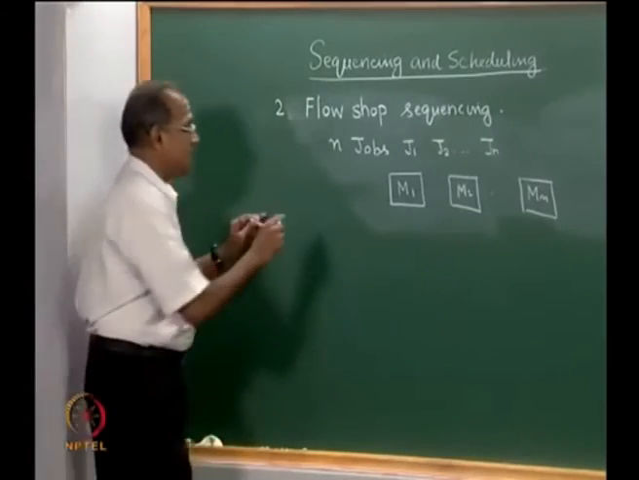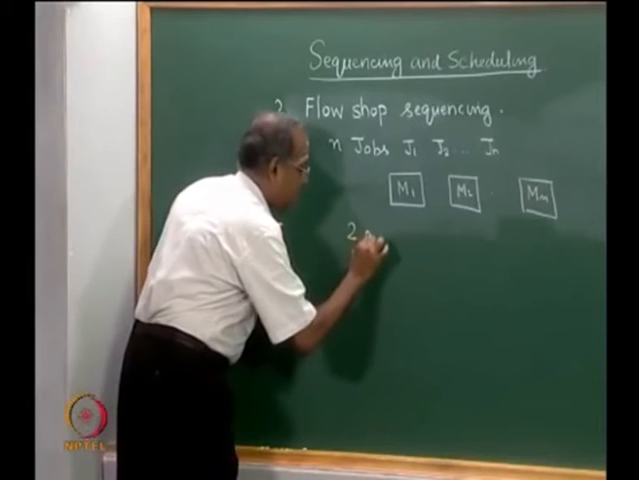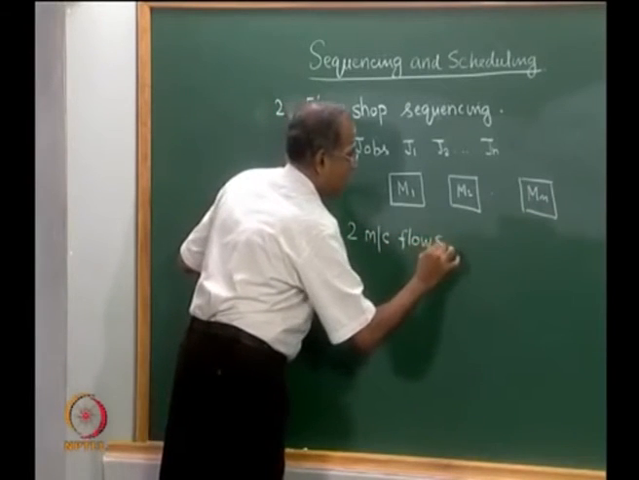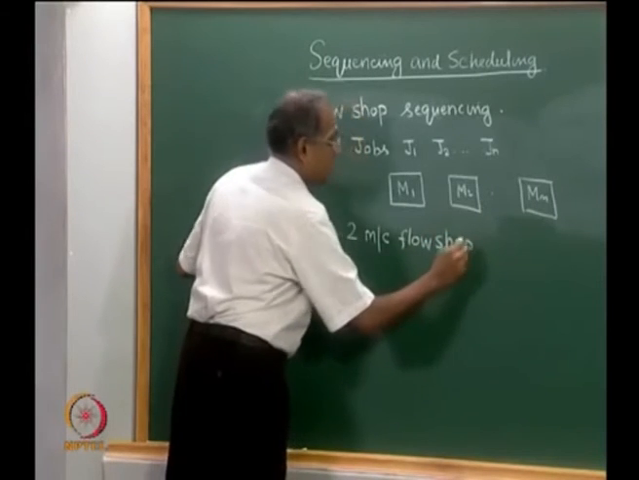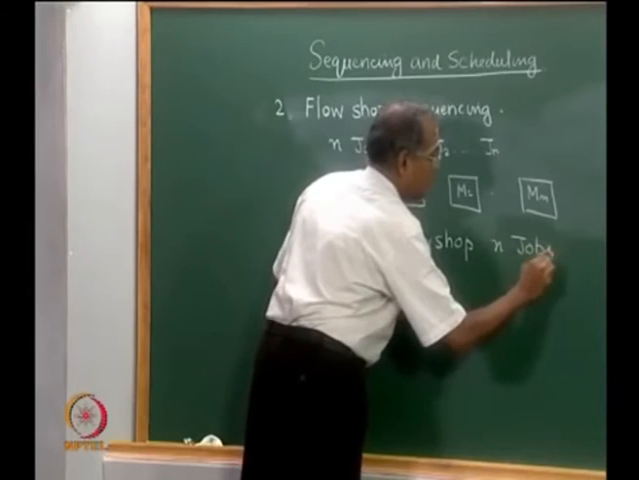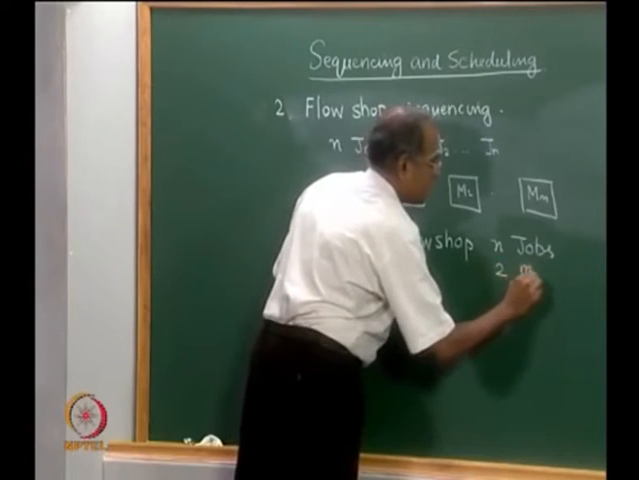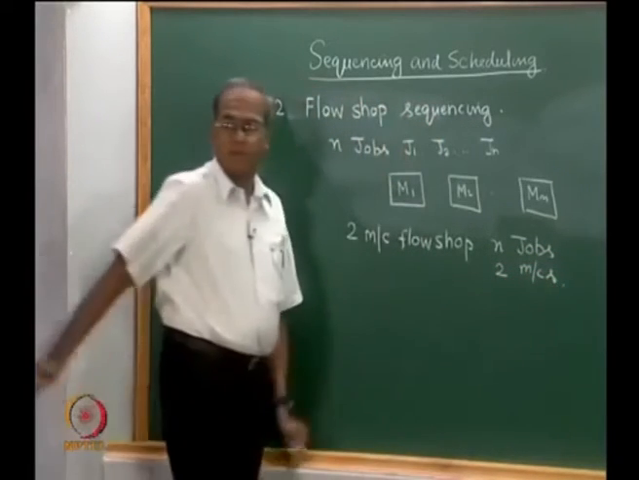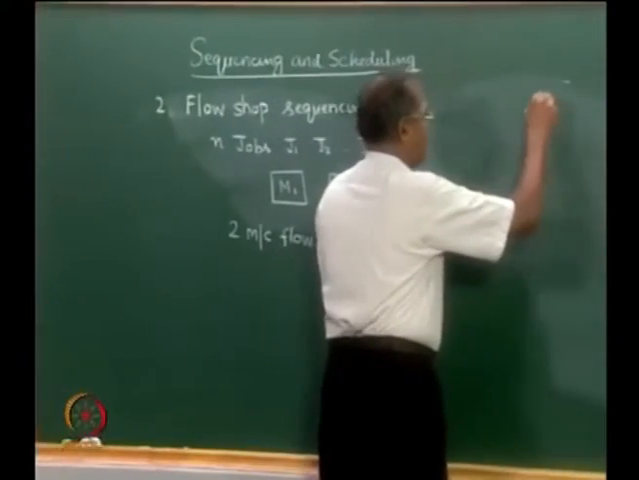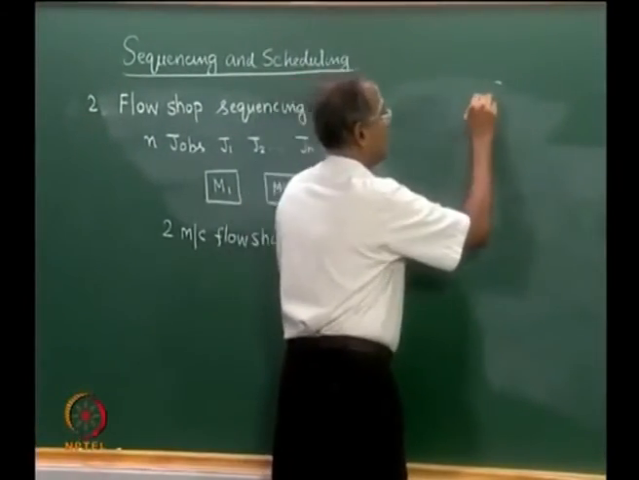We first address what is called the 2 machine flow shop problem, where there are n jobs and there are only 2 machines. So, we take a small example to explain the n job 2 machine problem.